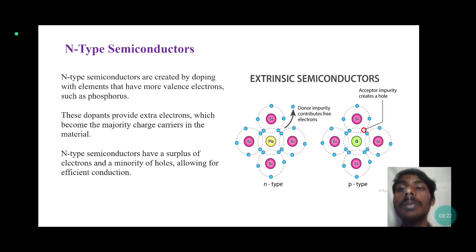In the above diagram, in the N-type semiconductor, the donor impurity contributes free electrons. In the P-type semiconductor, the acceptor impurity creates holes.